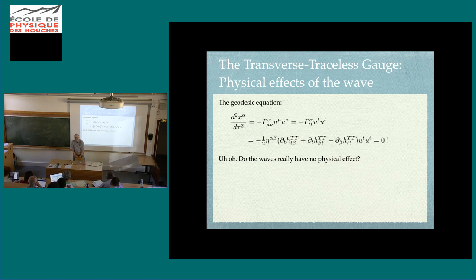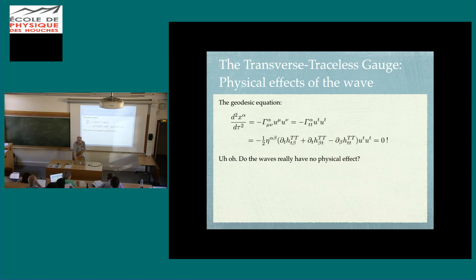Whoa, wait a minute. That's saying that the waves have no physical effect? No, it does not say that. But this is an important step. What it says is that the transverse-traceless gauge gives you co-moving coordinates so that your floating masses remain at the same x coordinate or y coordinate. And the coordinate system is wiggling along with your mass, as you might think about it in that way.